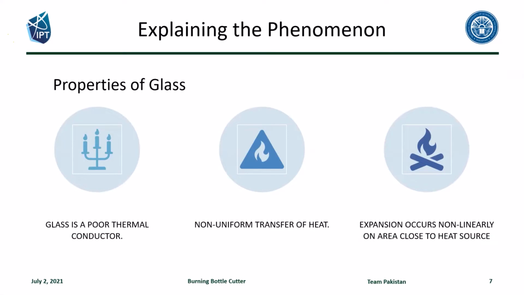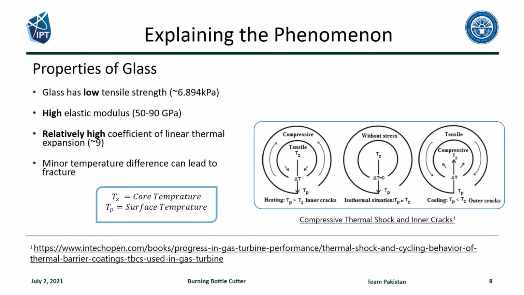Coming to the properties of glass, it is a poor thermal conductor. It has non-uniform transfer of heat, and expansion in it occurs non-linearly, and basically that is why we get the fracture. Glass has low tensile strength and high elastic modulus. It has relatively high coefficient of linear thermal expansion, and minor temperature difference can lead to fracture. If you recall, these properties are in accordance with the fracture condition, and so this makes glass an adequate material to get the fracture due to the thermal shock.